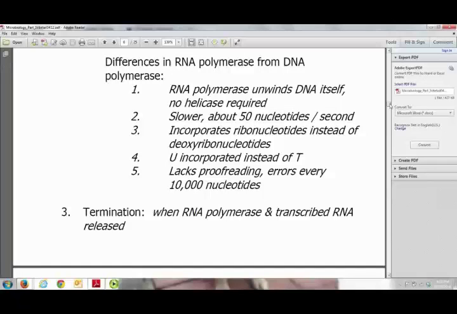RNA polymerases are slower. They only move at about 50 nucleotides per second, and they're going to incorporate ribonucleotides instead of deoxyribonucleotides. Uracil will be incorporated instead of thymine. It also lacks proofreading, so there's errors every 10,000 nucleotides.